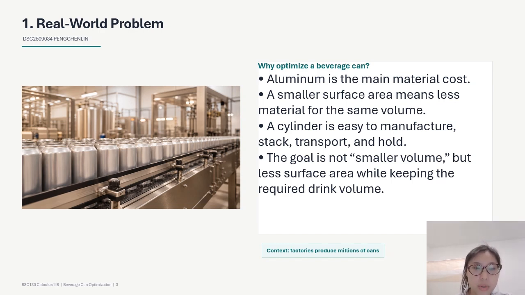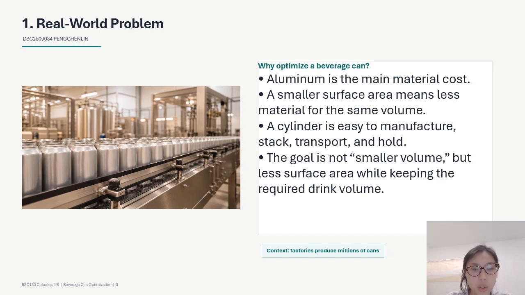If a company can reduce the surface area of each can while keeping the same volume, it can reduce the amount of aluminum needed. This is why surface area is important in our project. A smaller surface area means less material is required. However, the goal is not to reduce the drink volume. The can still needs to hold the required amount of beverage. Therefore, the real challenge is to design a can that keeps the same volume but uses the least material.